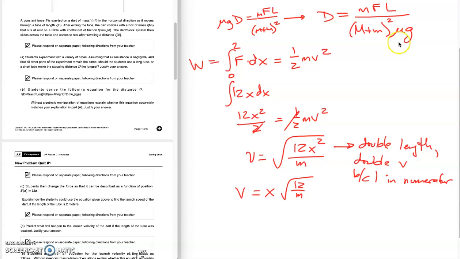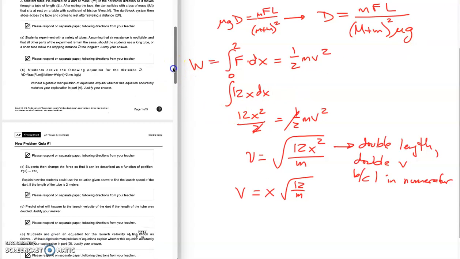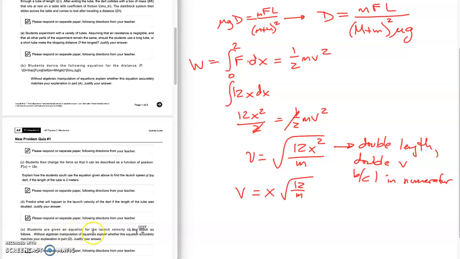All right, part E. Students are given the equation for the velocity, which I've derived here for you, and you would do this on paper, as follows. Does it match your explanation in part D? Yes, it does, because once again, if we double the length, we're going to double the velocity because the length is in the numerator. And all they want to see from you is that you understand that this relationship accurately describes what they were hoping you came up with before.